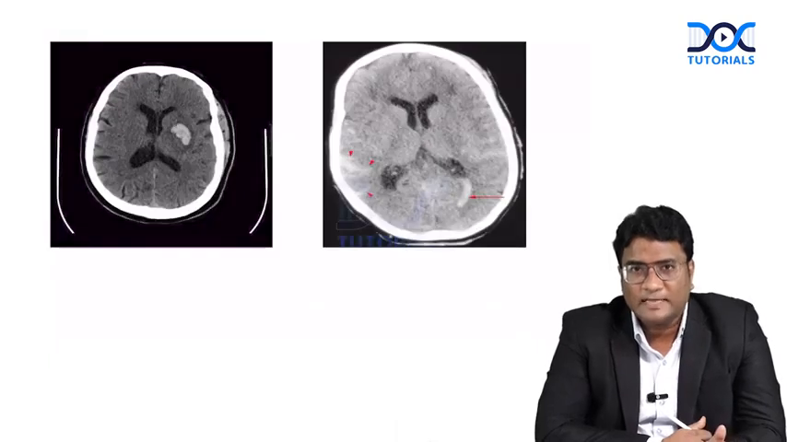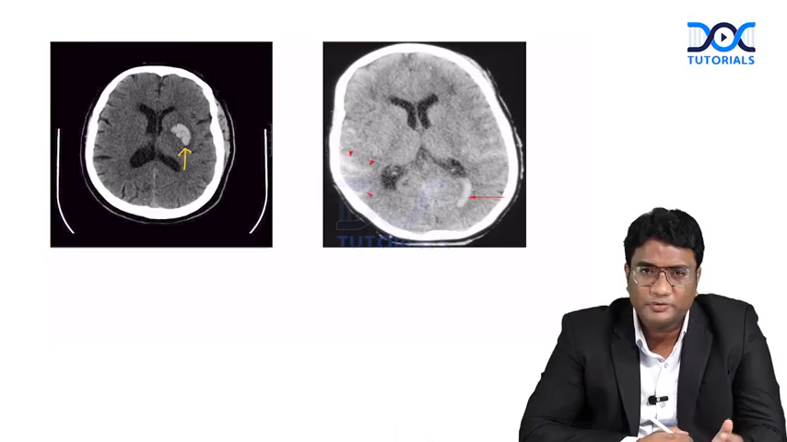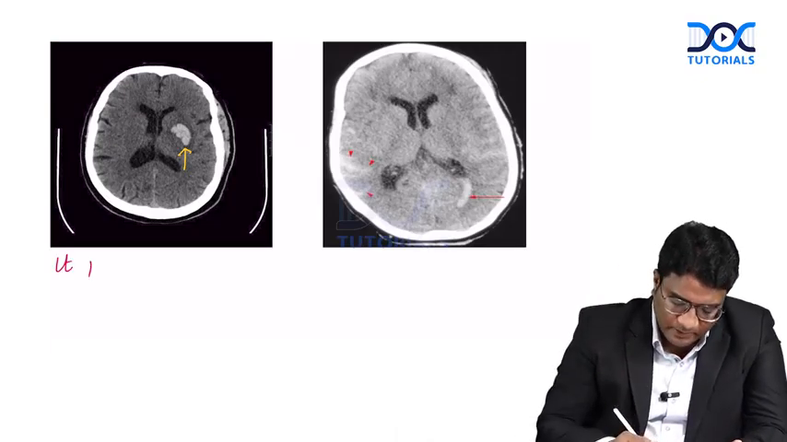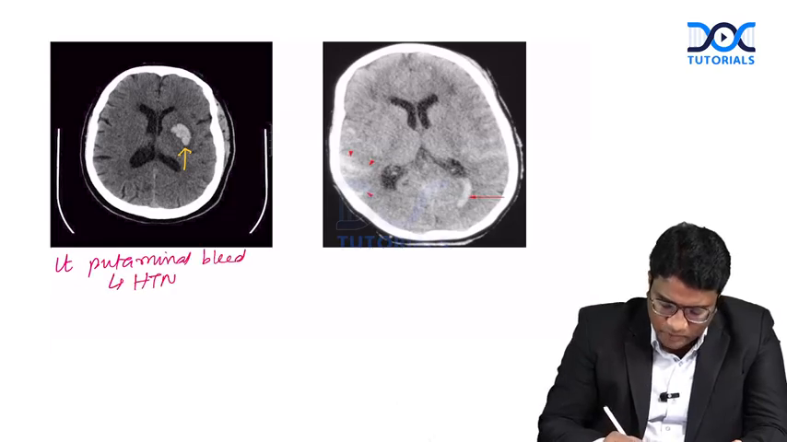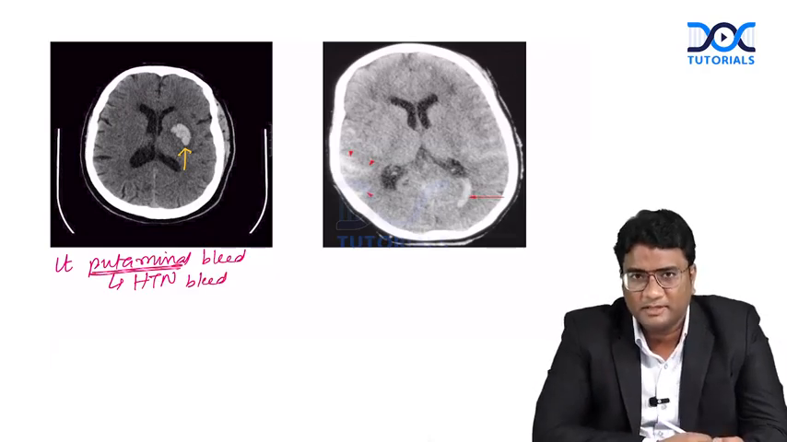Now look at this CT scan image. In the left putaminal area, you see a hyperdense collection. This is a left putaminal bleed. This is a hypertensive bleed. Usually, hypertensive bleed occurs in the putamen. The most common site of hypertensive bleed is the putamen. This is an intraparenchymal bleed, right?